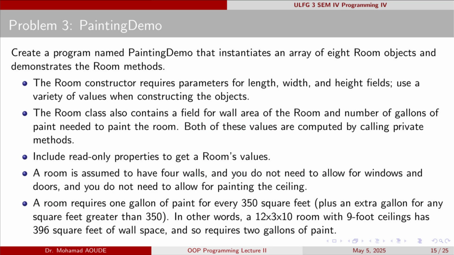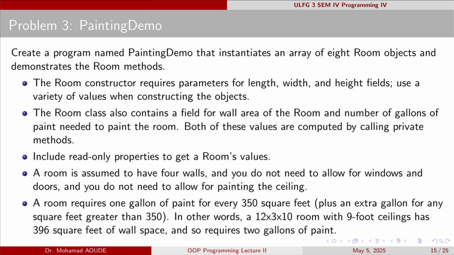Let's look at the requirements for the room class. The constructor must take parameters for length, width, and height. The class needs fields to store the calculated wall area and the number of paint gallons required. Crucially, these calculations must be performed by private methods. This is a key point for encapsulation and abstraction. The calculation logic is hidden inside the class.